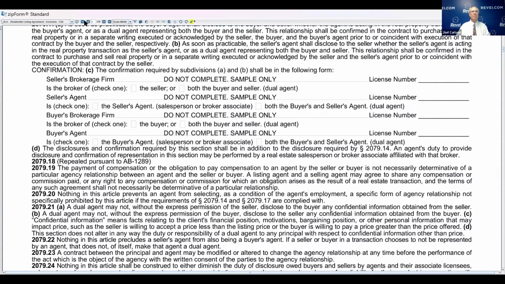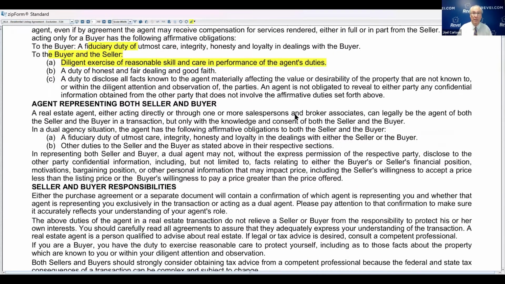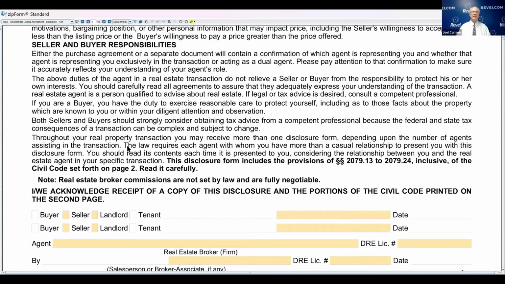This is a 3-step process. You give them this form at a specific time. Do you know when you're supposed to give it to them? It says right here on the form. It says the law requires each agent, that's you, with whom you have more than a casual relationship, whatever that is, to present you with this disclosure form.